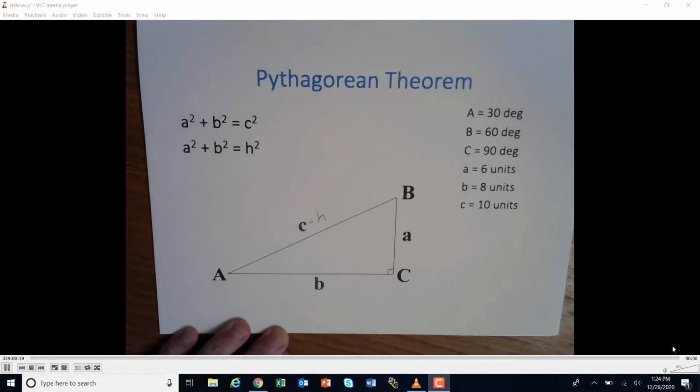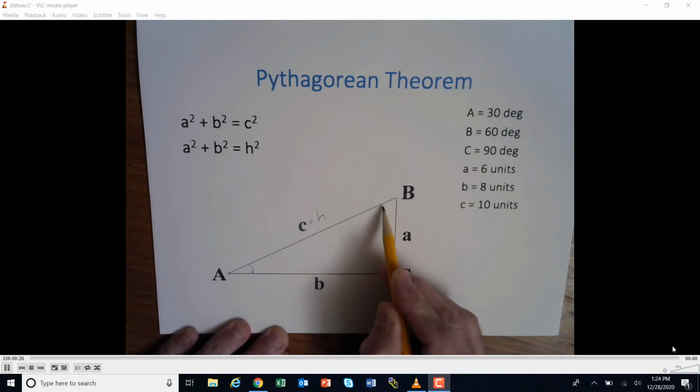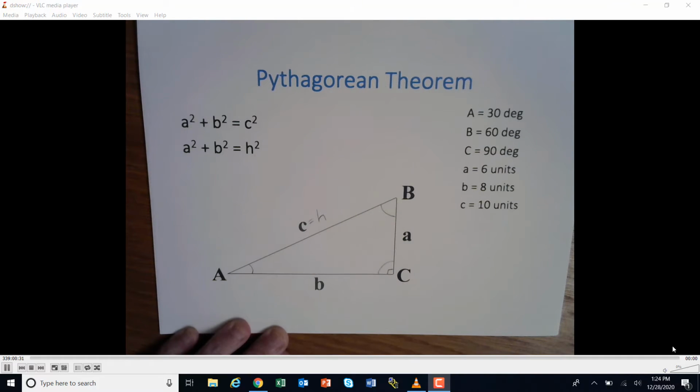So if we wanted to take a look at this, we can see that this angle here is smaller than this angle here, which is smaller than the angle here that's 90 degrees, okay? So that's the smallest angle and that's the largest angle. And we know that these have to equal 180 degrees.